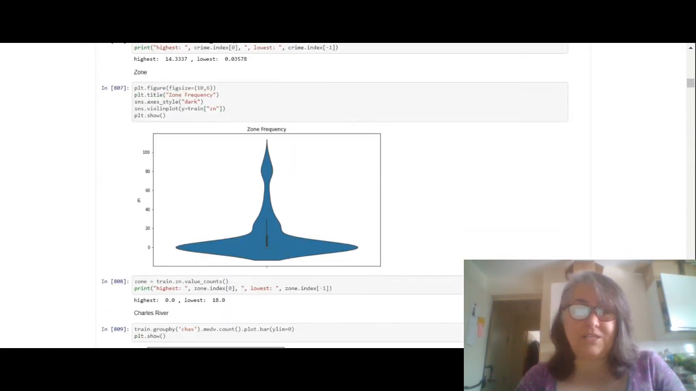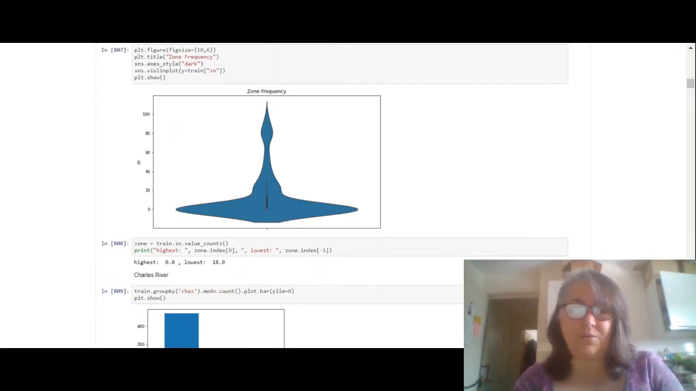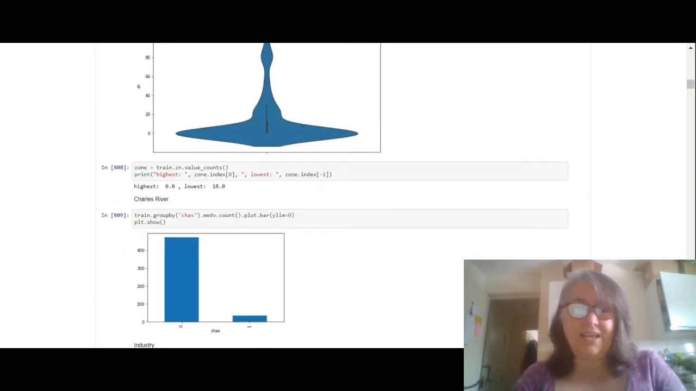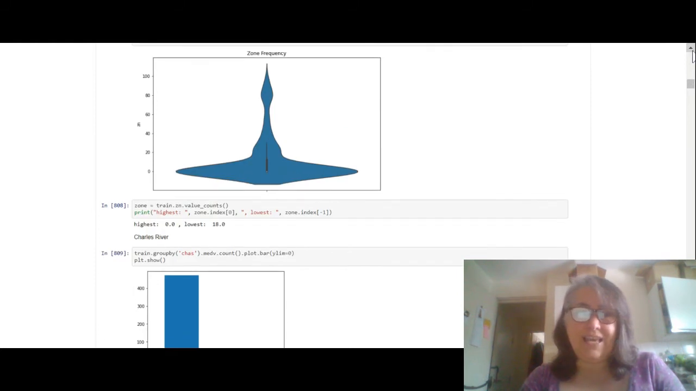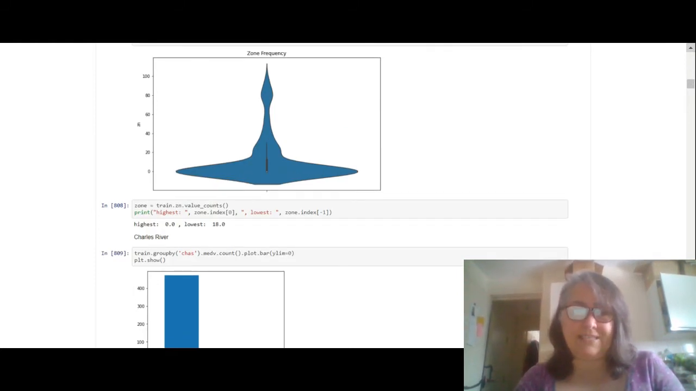Next thing we do is check your zone. So for the lower price houses, you have more houses in the lower prices. The highest incidence of the zone is 0, and the lowest incidence of the zone is 18. And you can see that the highest incidence is definitely going to be 0.